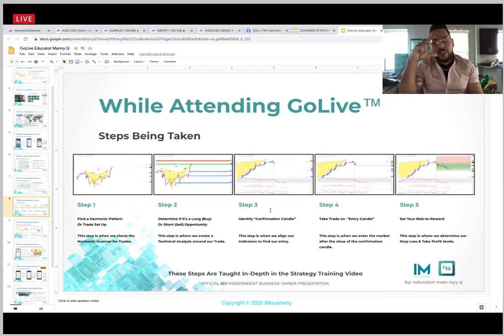You see, the confirmation candle is one candle that we identify in the market that lets us know, okay, the market is trading in our direction and the market is ready to be traded in our direction. Have you ever heard of the right place at the wrong time? Have you ever heard that? The right place at the wrong time?